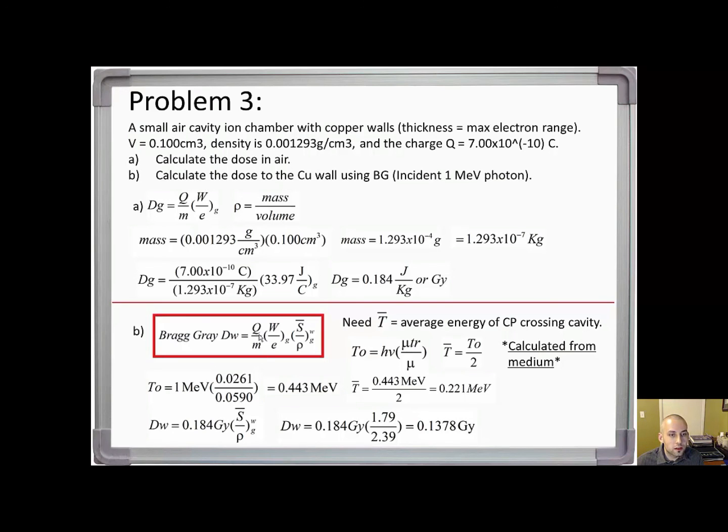So notice here that this first part of the Bragg-Gray formula, charge measured over mass times W over E, we calculated in part A. We got an answer of 0.184, so this is the same thing. We can plug in that value, right? So now all we need is this ratio: the average mass collision stopping power of W, which is the copper walls in this case, over gas, which is air in this case for an ion chamber. And we plug in our values, calculate. The answer is 0.1378 gray.